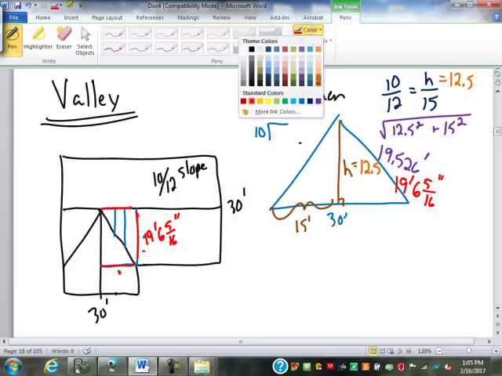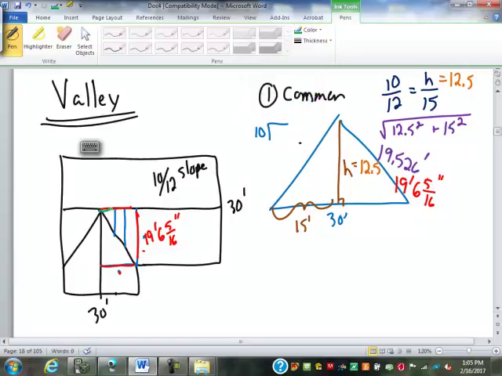If I do this triangle, oh, I want to change color there. If I look at this triangle here formed by that common rafter and the valley, this is my 19.526. I am going to write it back in decimal for now. What's this length up here going to be? That's basically this length here.